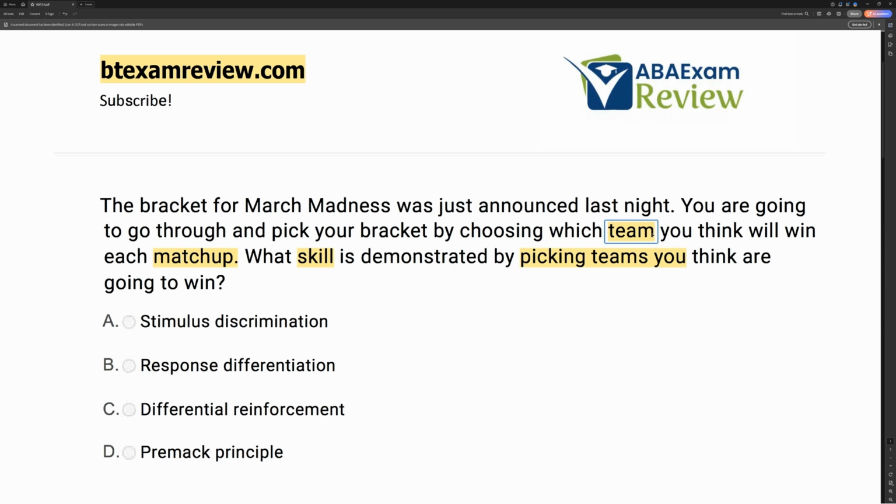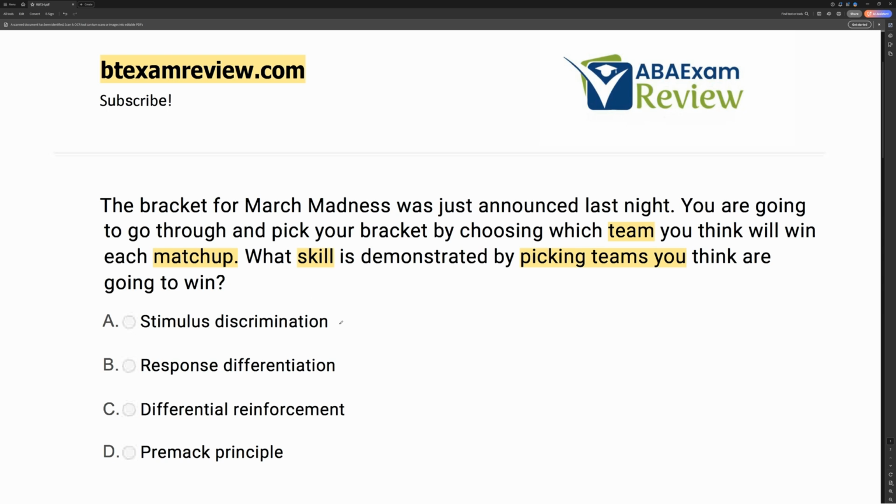So let's say you have Team A and Team B. In order to choose between those teams, what must you be able to do? Well, you've got to be able to discriminate between stimuli. Very basic stimulus discrimination would simply be something like identifying different colors. If we go a little more advanced, let's say we have again Team A and Team B, and you're able to discern or identify the differences in Team A and Team B and pick one or the other. So the skill you're demonstrating by picking between multiple teams is A, stimulus discrimination.